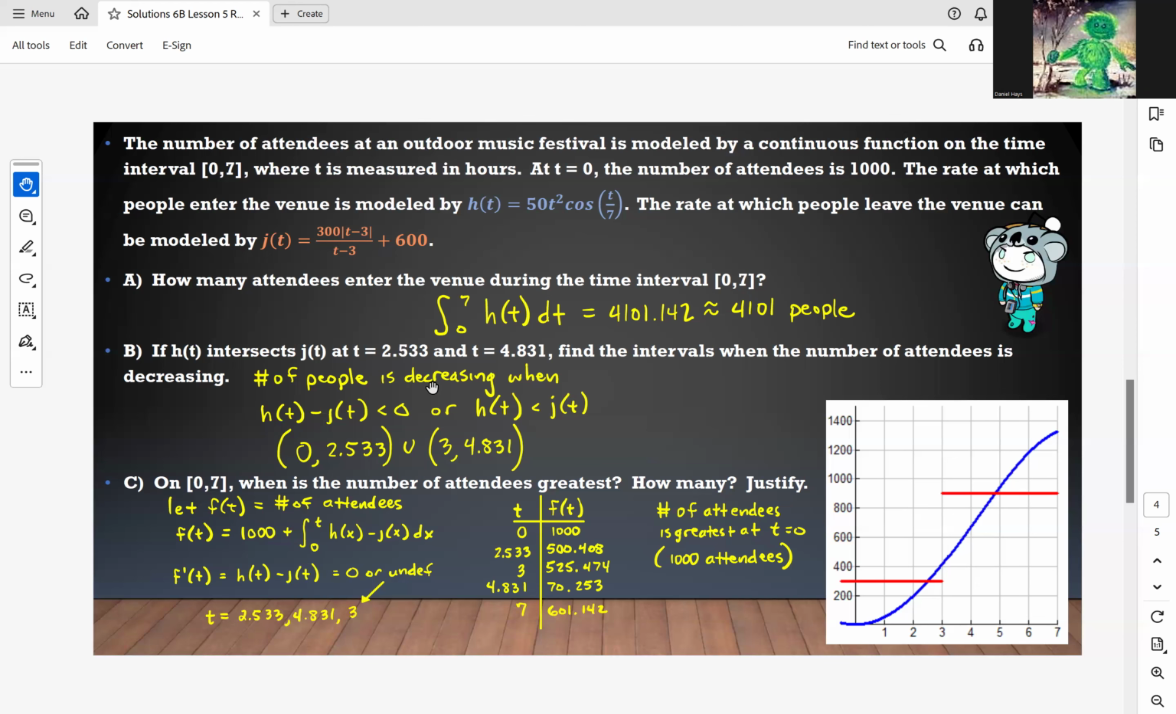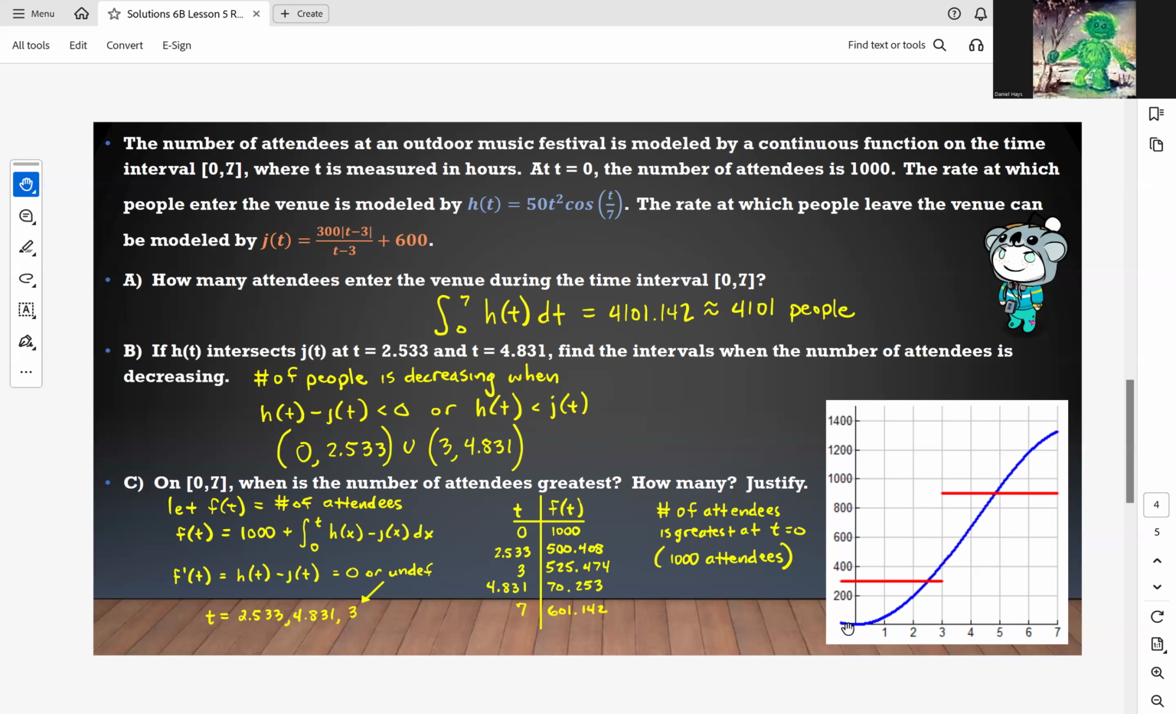The overall rate of change for the number of people would be equal to the rate in, h of t, minus the rate out, j of t. So I need to look for where h minus j is less than 0. Equivalently, that would be like saying h is less than j. Blue graph is less than the red one. And that's pretty easy to tease out from the graph here.